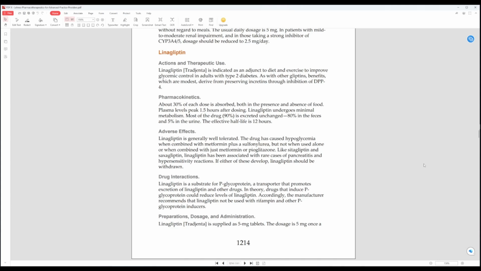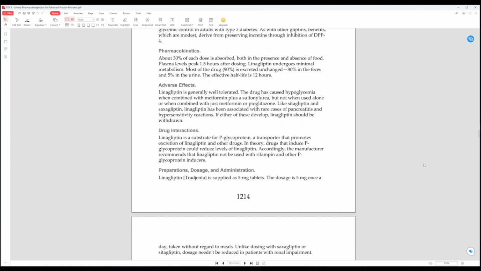inhibition of the DPP4. Its pharmacokinetics: about 30% of each dose is absorbed both in the presence and absence of food, with peak plasma levels at 1.5 hours after dosing. Linagliptin undergoes minimal metabolism. Most of the drug, about 90%, is excreted unchanged, about 80% in the feces and 5% in the urine. It does have an effective half-life of about 12 hours.